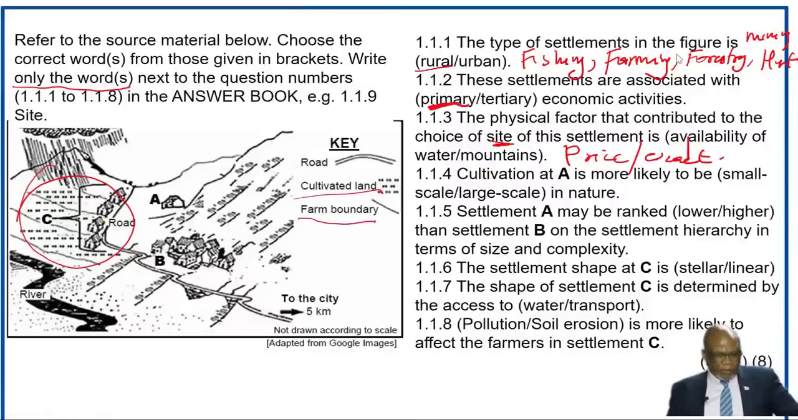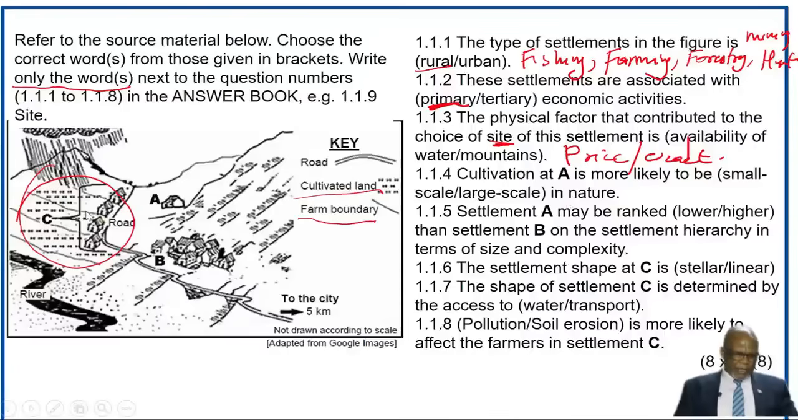So what influenced this? Is it built on the mountain? No, it is the factor. The factor that influenced the site here is water or mountain. So it is water because you can see river there. So why will river influence the site of the rural settlements? Water is used for irrigation. Cultivation at A is more likely to be small scale or large scale in nature at A.